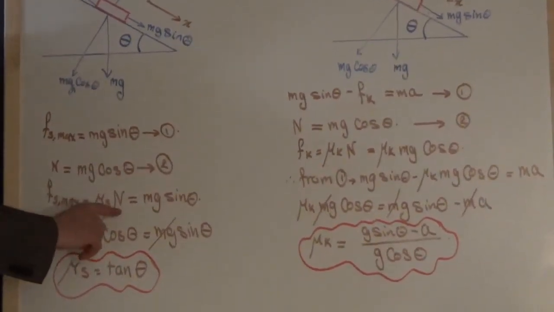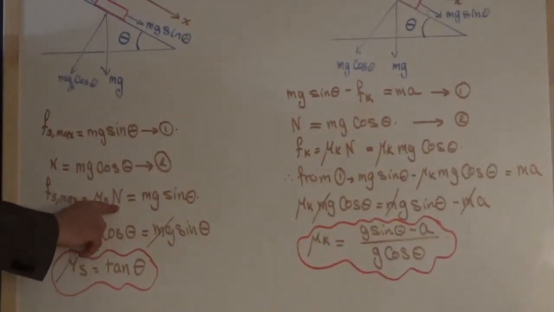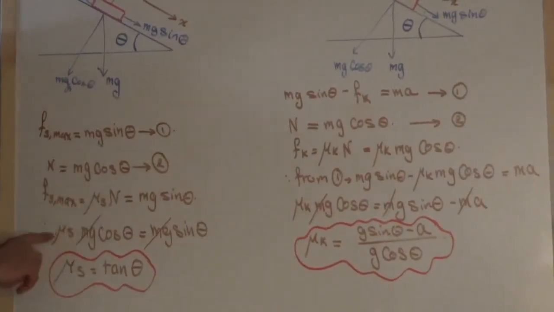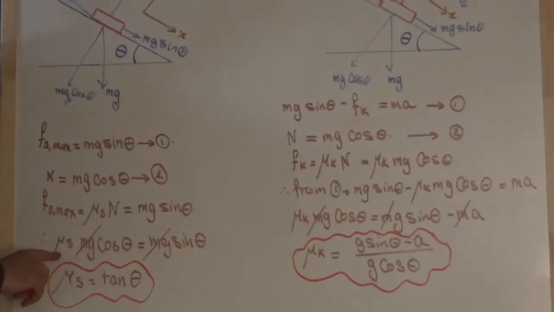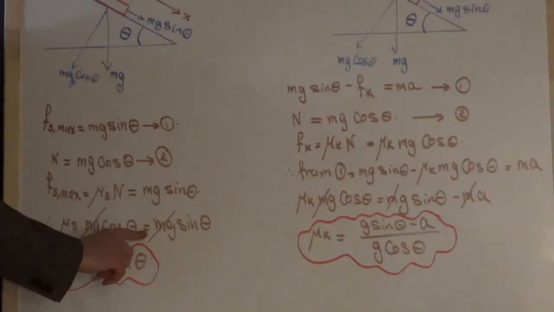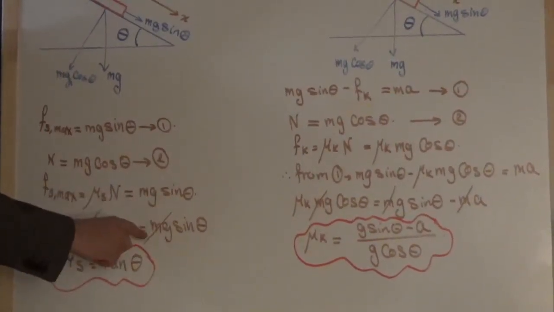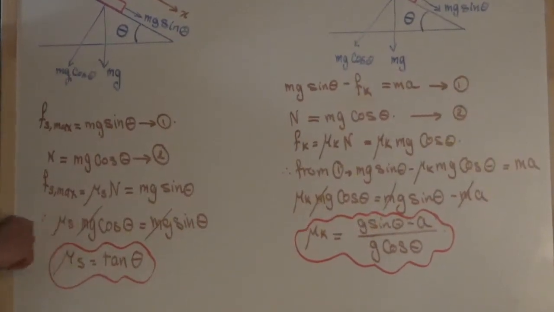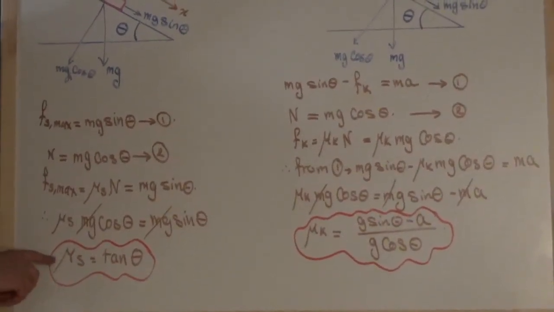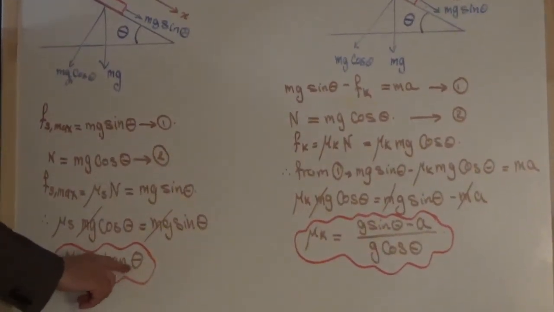Now, guys, we know that the normal force is equal to mg cosine theta, so we can substitute this in with mg cosine theta, and we will end up with this equation. Mu s times mg cosine theta is equal to mg sine theta. So we can cancel mg from here, and we will end up with mu s, which is the coefficient of static friction, is equal to tan theta.